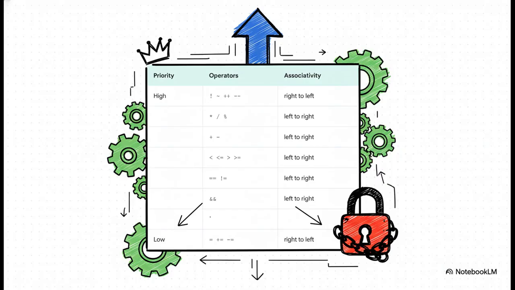And this table, this is the computer's cheat sheet. Think of it as its hierarchy of thought. The operators at the top, like multiplication and division, they have a higher priority. They always get handled before the ones at the bottom, like addition and subtraction. And this isn't a suggestion. For the computer, it's the law.